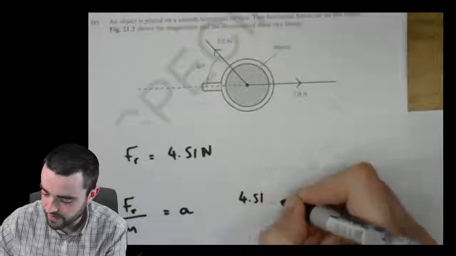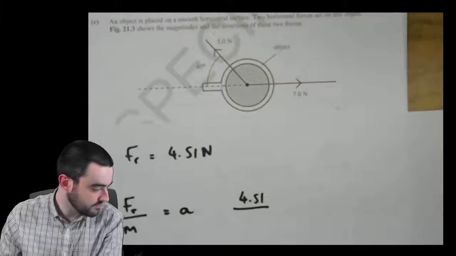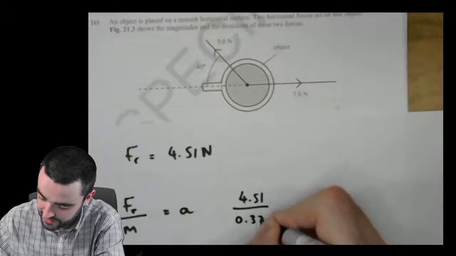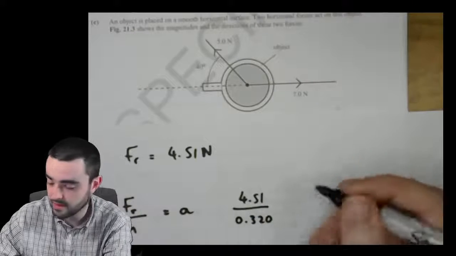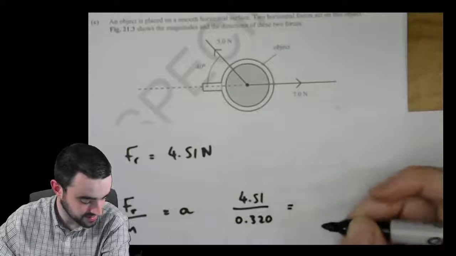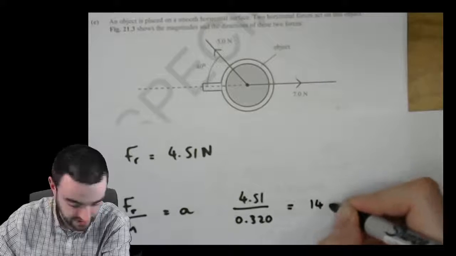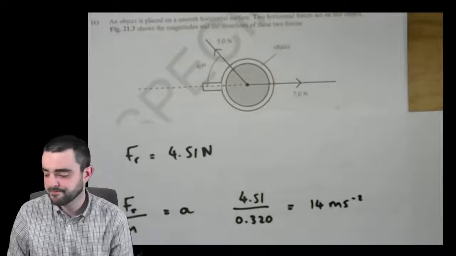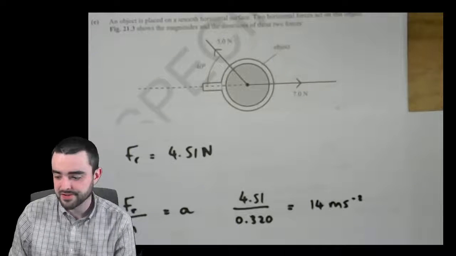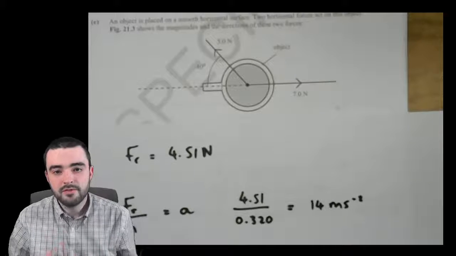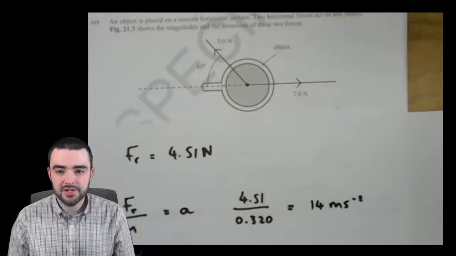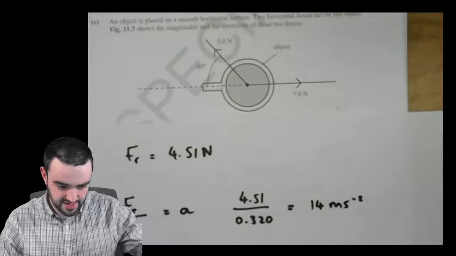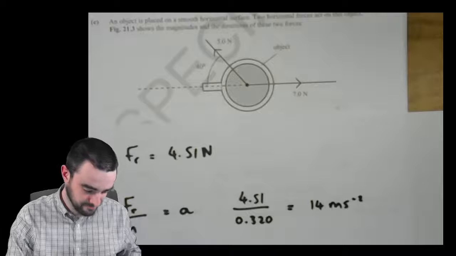So the force divided by the mass is equal to the acceleration. So 4.51 divided by 0.320, where we've converted from grams to kilograms, is going to be equal to the acceleration, which is 14 meters per second squared. So there we have our acceleration. You could have done that all in one calculation, but it gives you that safety net of being able to work through it more slowly.